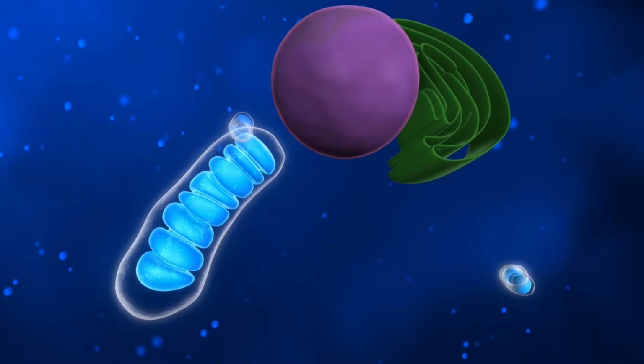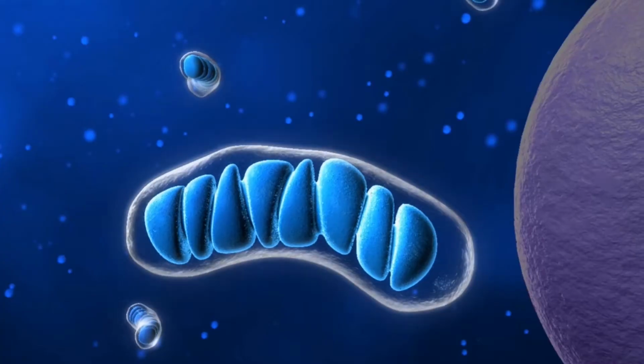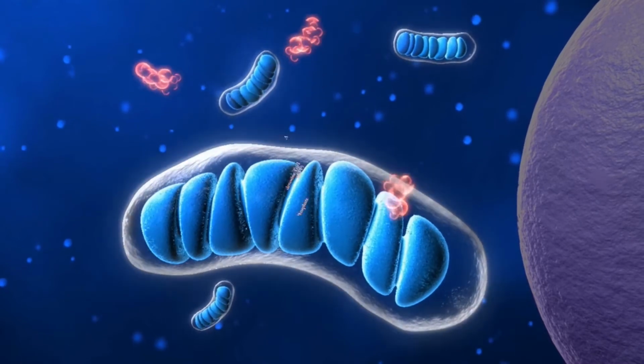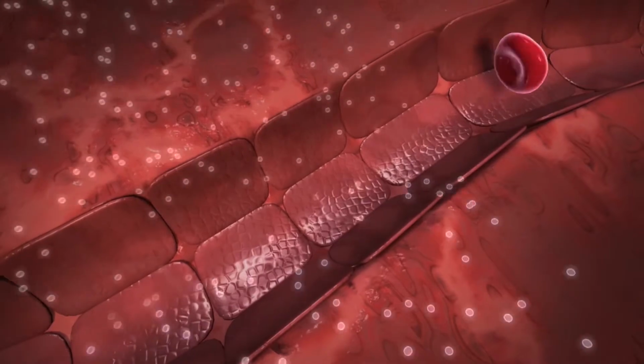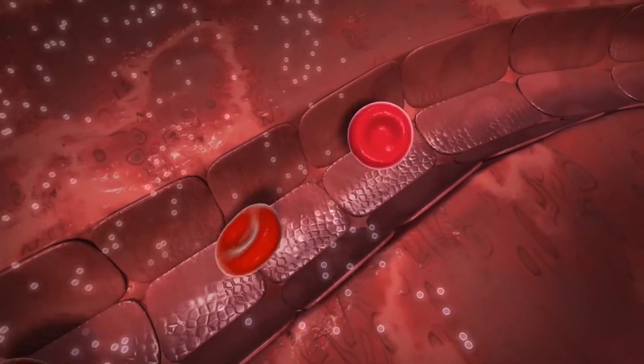At the basic level, all cells in the body have a miniature power plant within called the mitochondria. This is where our cell's energy is produced. The technical term for this energy is adenosine triphosphate, or ATP for short. ATP is formed from oxygen and glucose, both of which are carried to cells by blood flow.